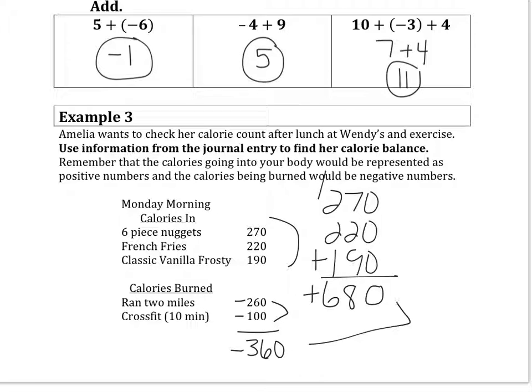So when I put the two of these together, 680 and -360, basically adding opposites, I can subtract and keep the sign of the larger, and I have more calories coming in, so it's still going to be a positive. And I'm going to have an overall balance of 320 calories left.